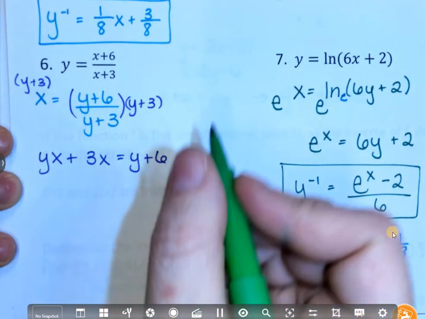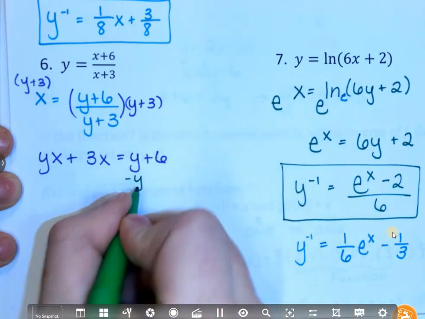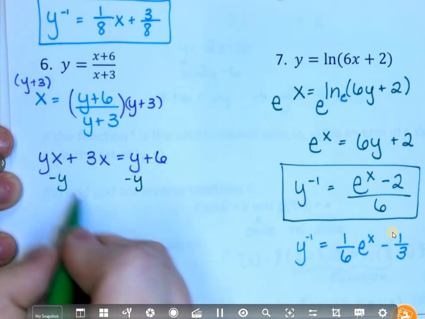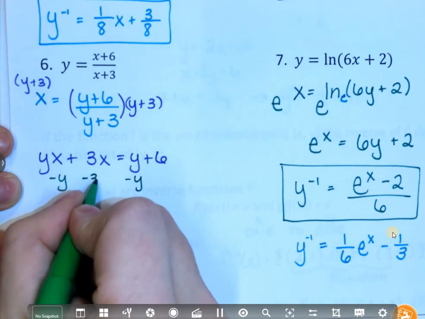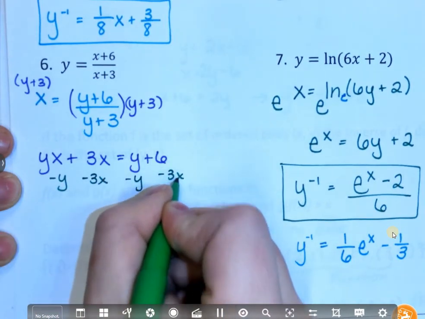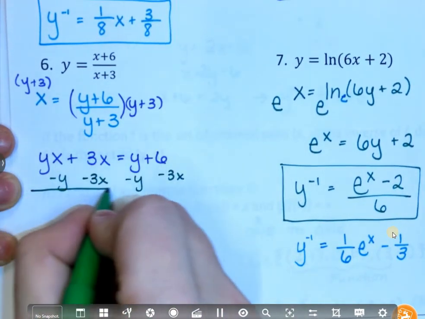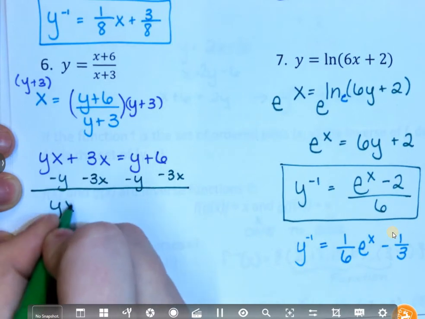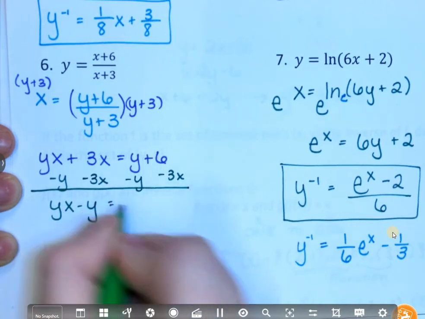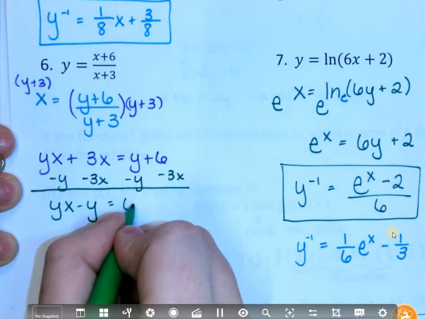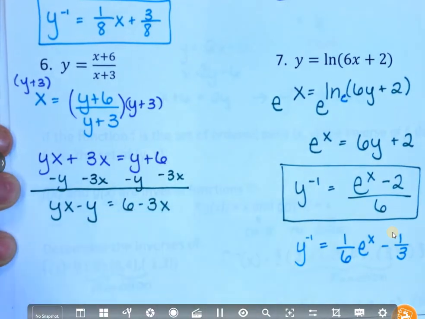So I'm going to move, and it's really your choice, I'm going to move y this way. I'm going to subtract y to get it over here. I'm going to subtract 3x to kind of move that over there. So I will have yx minus y is equal to 6 minus 3x. Remember doing something kind of like that?